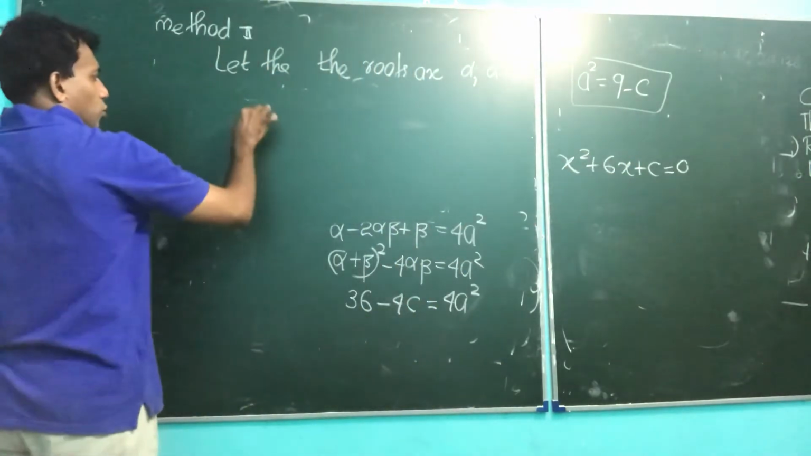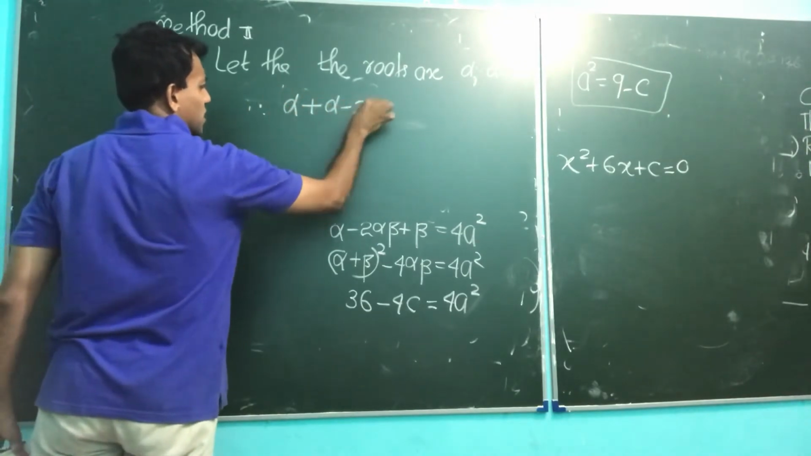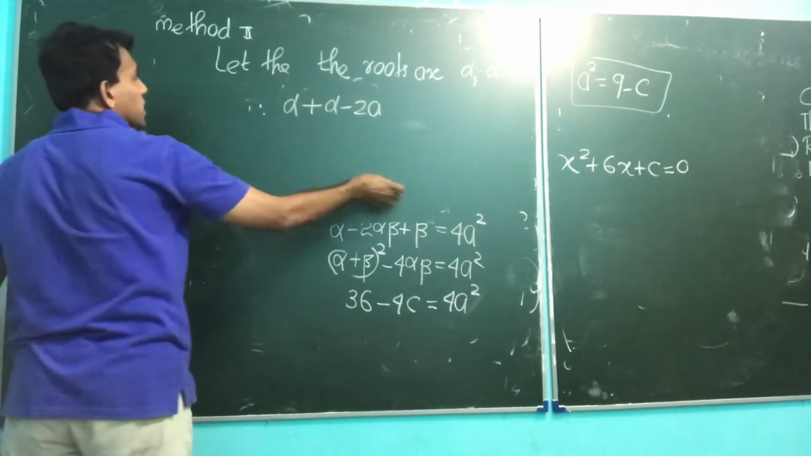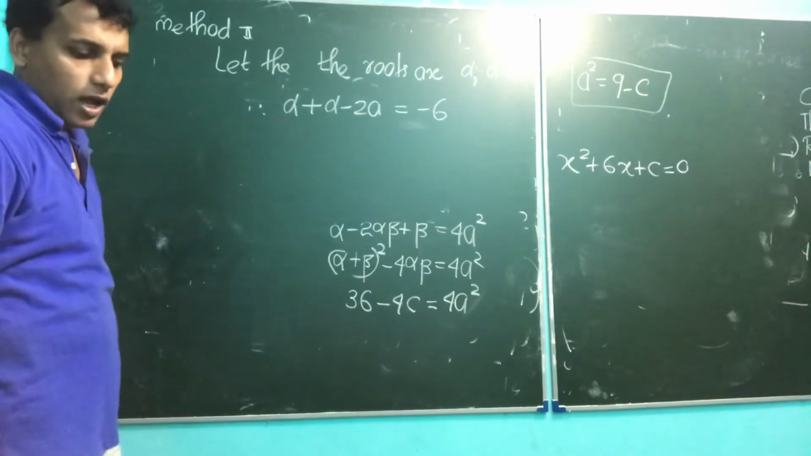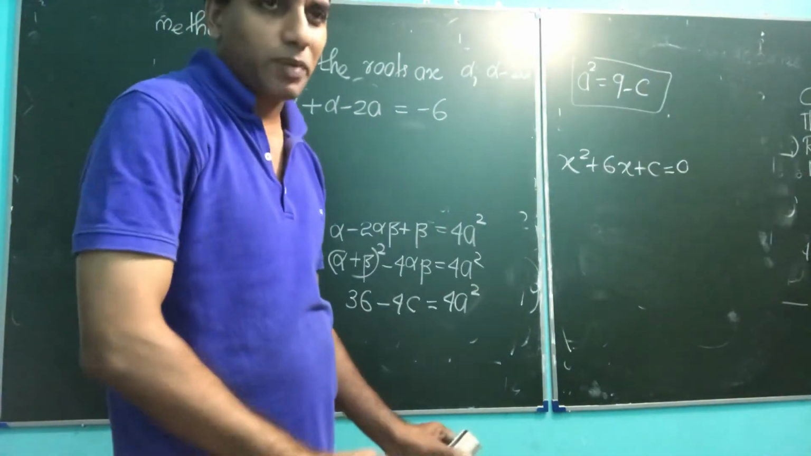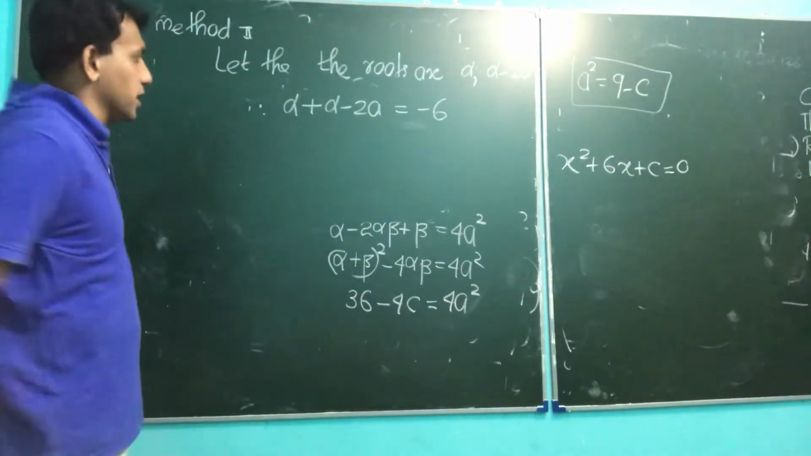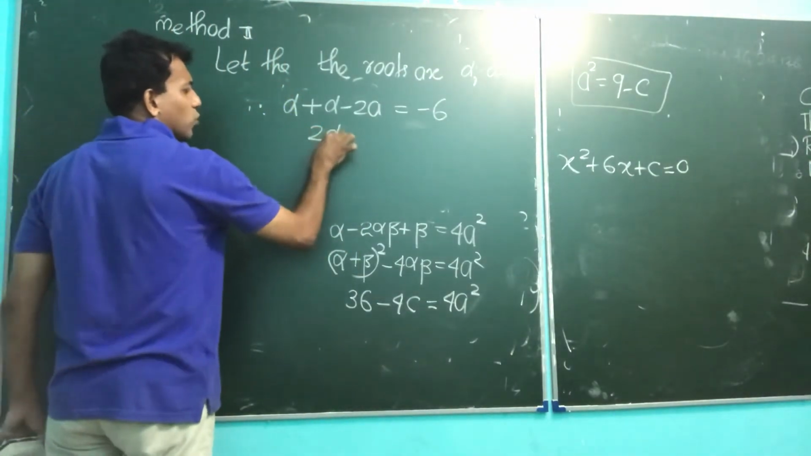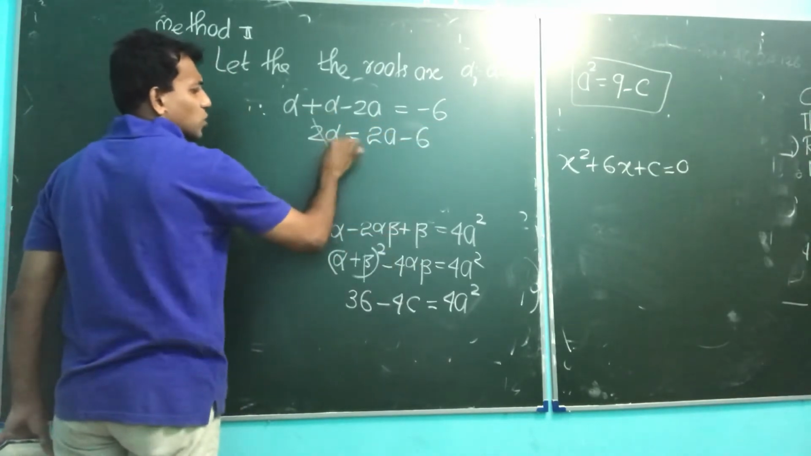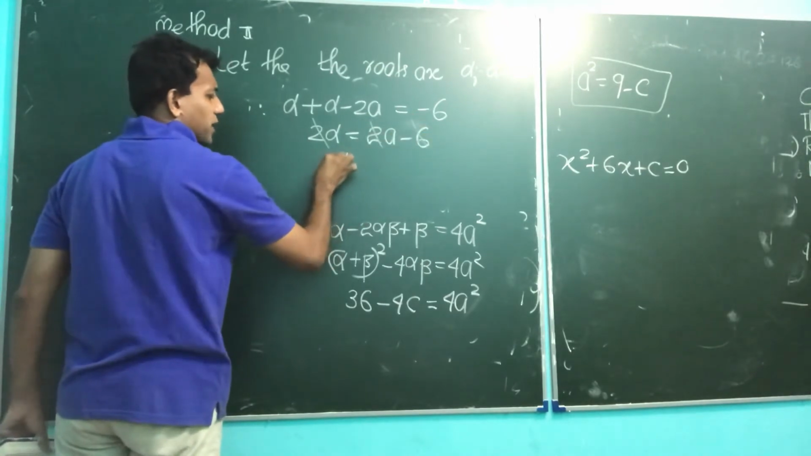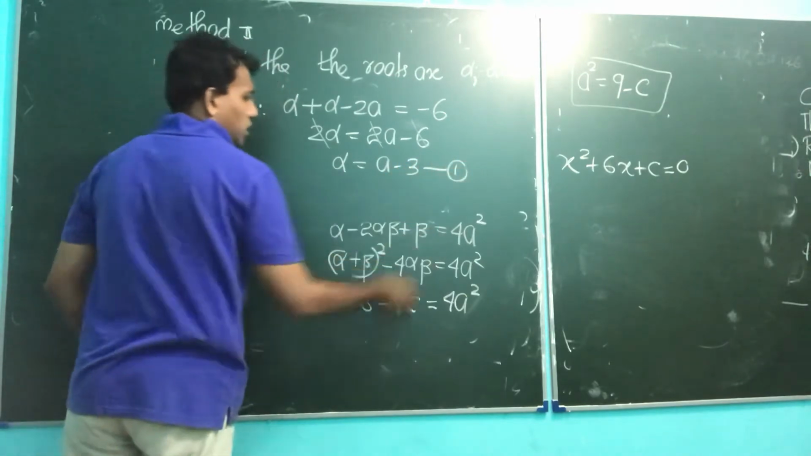Therefore the sum of the roots: alpha plus the other root equals minus 6. Here I have not used beta. That is the special thing about this method; without beta we can calculate. You decide. So 2 alpha minus 2a equals minus 6, giving 2 alpha equals 2a minus 6. Divide by 2: alpha equals a minus 3. That is the sum of the roots.